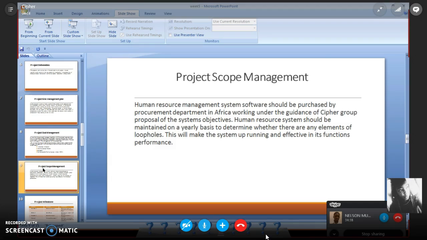So the HR system should be maintained on a yearly basis to determine whether there are any elements or loopholes. This will make the system up and running and effective, even in its functions and overall performance.